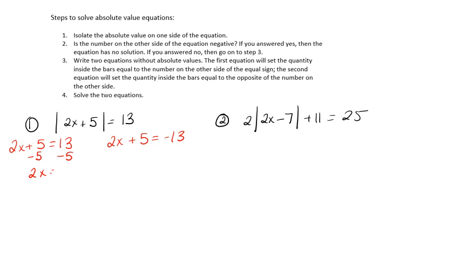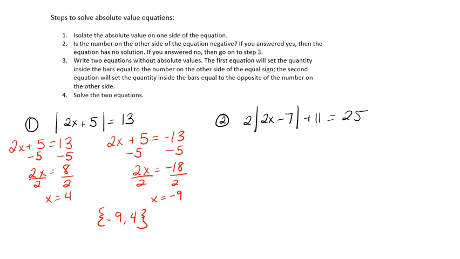I get 2x equals 13 minus 5, which is 8. Divide by 2. x can equal 4. Here I'm going to subtract 5. 2x equals negative 18. Divide by 2. x equals negative 9. So this has two solutions, negative 9 or 4. And sometimes you'll see it written like this in set notation. So negative 9 is a solution and 4 is a solution.